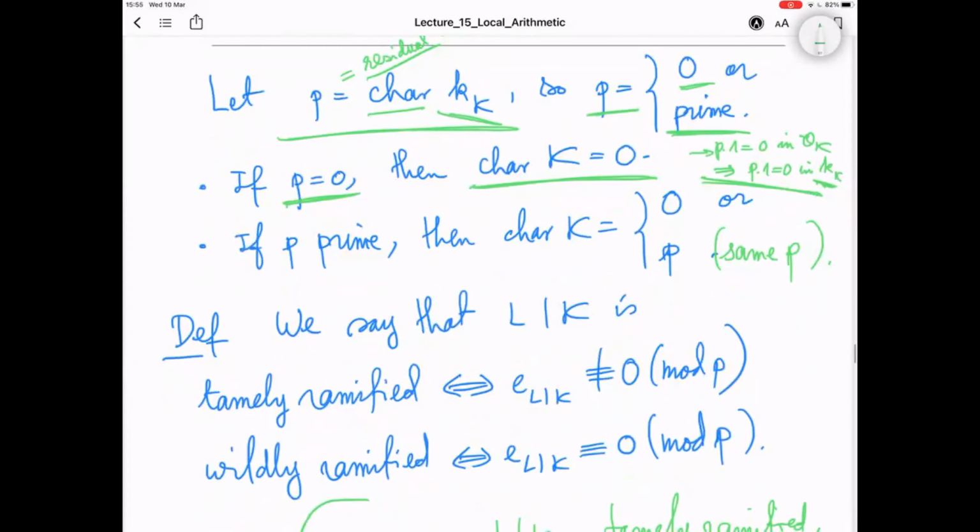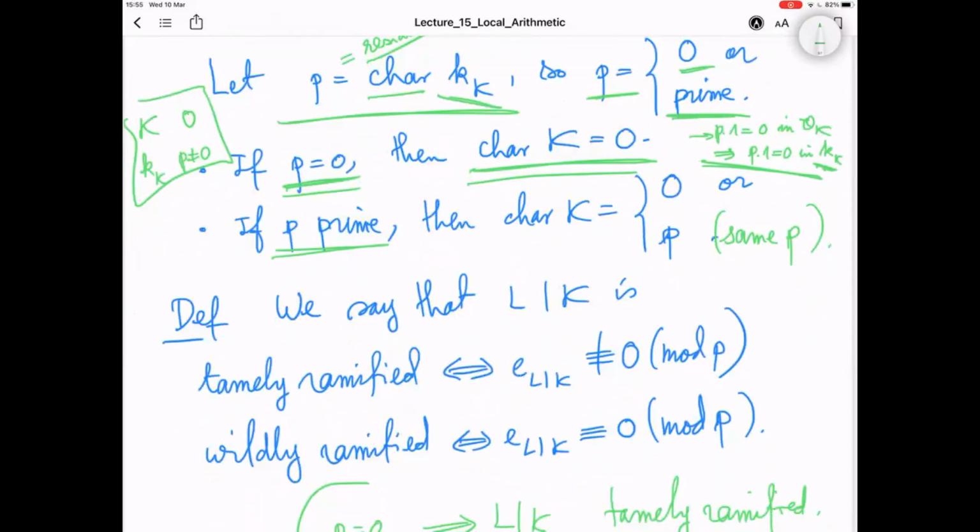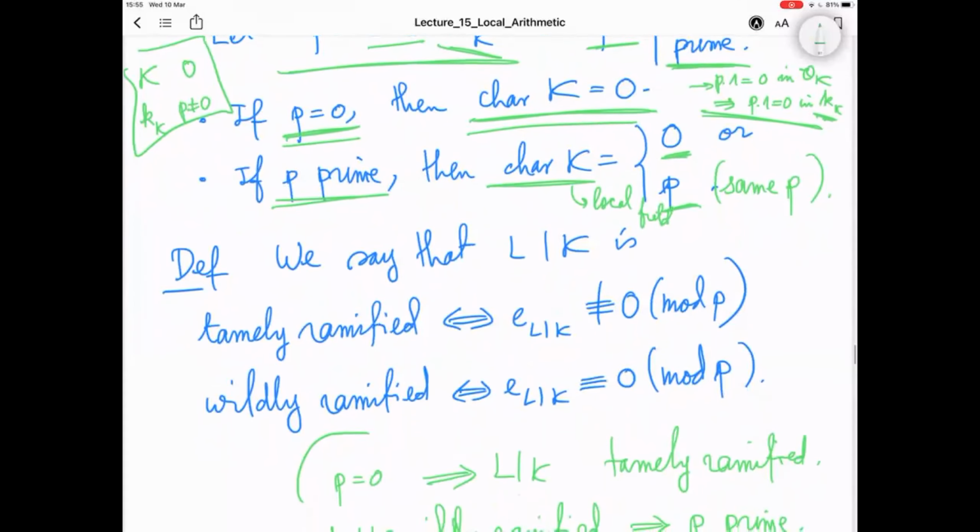But if the characteristic of the field K is zero, it's possible for the residue field to have characteristic P different from zero. That is a possibility. Anyway, so if the characteristic of the residue field is zero, then the characteristic of your local field is also zero. But if the characteristic of the residue field is a prime P, then the characteristic of your local field, sometimes these kinds of fields are called local fields, is either zero or the same prime P. It cannot be a different prime.